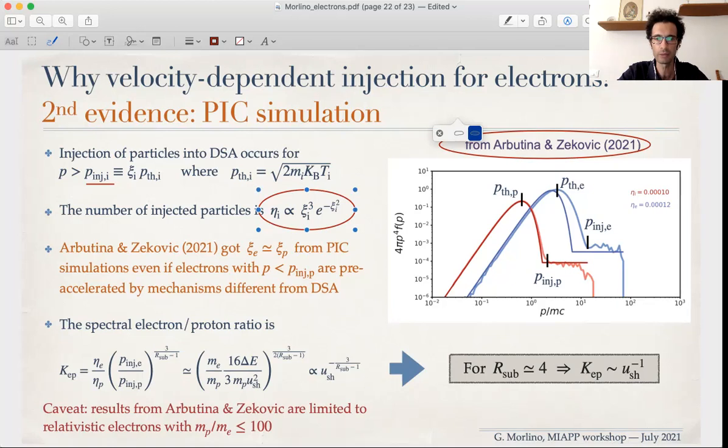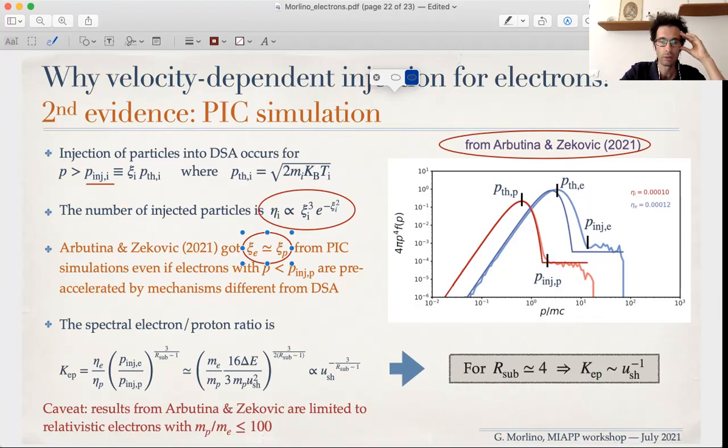Now, Arbutin and Zekovic were able to infer that these two numbers are essentially the same for both protons and electrons, in spite of the fact that electrons, in order to be injected into the DSA, should be pre-accelerated by some mechanism which is not the DSA. But in spite of this, they found that these two numbers are essentially equal, of the same order.